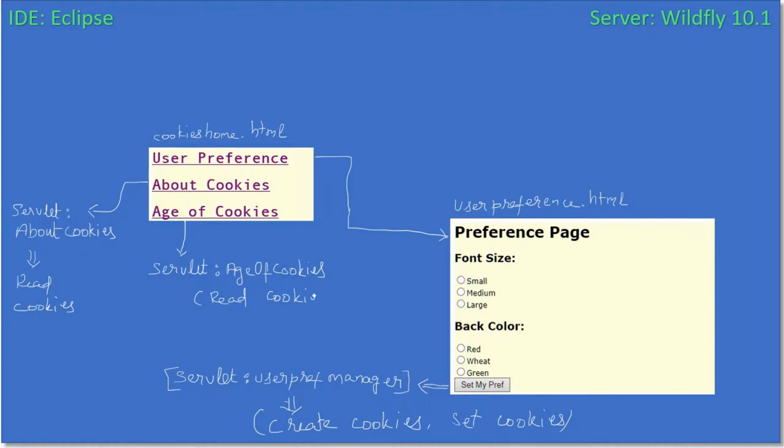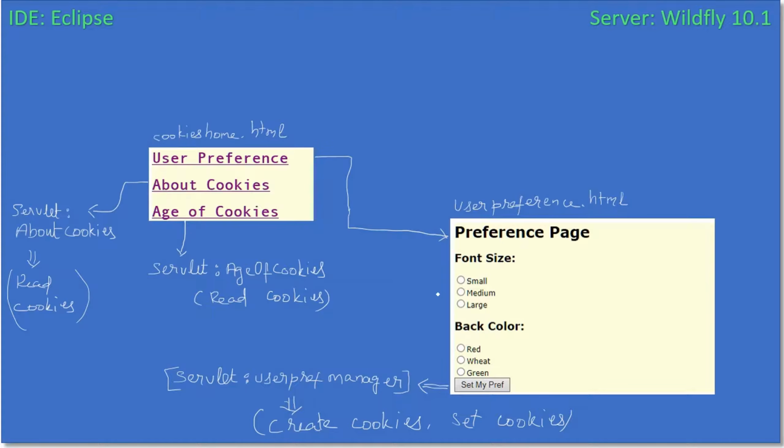So that means the userpref manager will set the font size as well as back color. Then about cookies and age cookies will read those cookie information from the client machine. Then it sets the text accordingly. That means it changes the font size after reading. That's the action we will do. So we will set a new font size and we will change the background color to user preference.